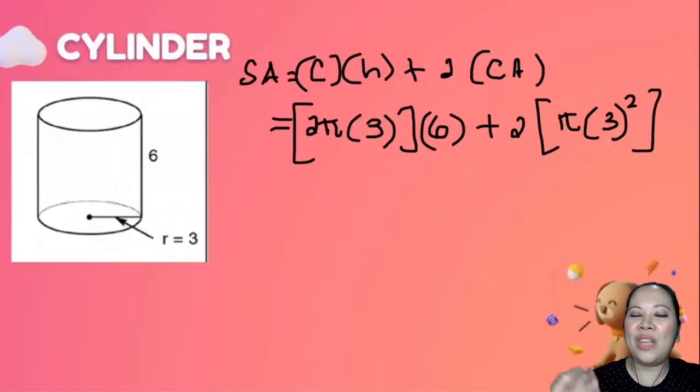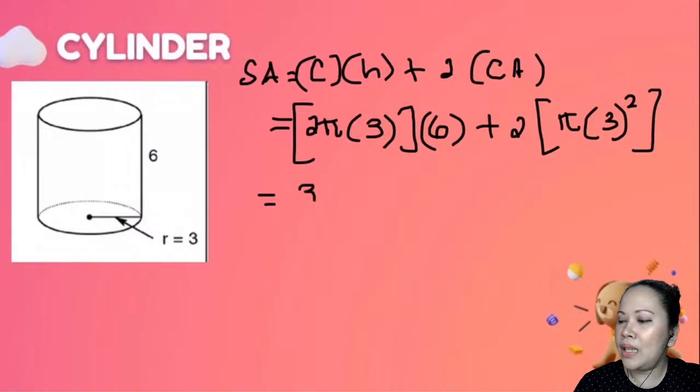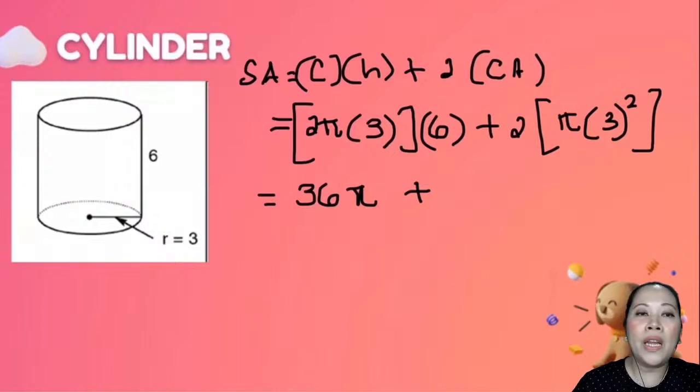We don't need to solve each and every part, all right? Can I leave it as a pi? It's actually easier if you just leave it as a pi. So we will leave the pi as it is, okay? So 2 times 3 is 6, times 6 will be 36 pi, plus this 3 squared here is 9. So 9 times 2 is 18 pi.